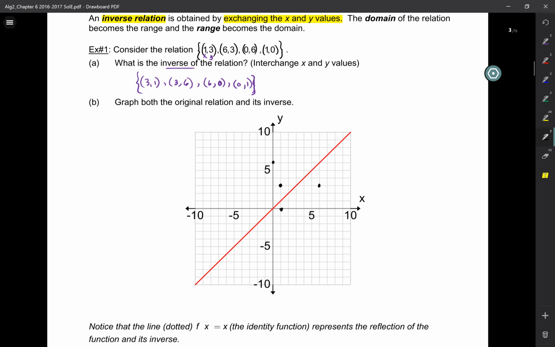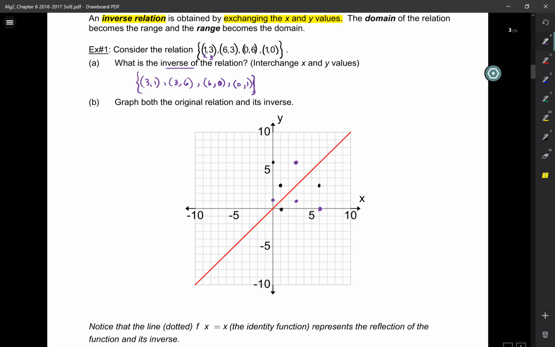All right. Now in purple, I'm going to graph the inverse. So when x is 3, y is 1. When x is 3, y is 6. 2, 3, 4, 5, 6. When x is 6, y is 0. When x is 0, y is 1. All right? What does that look like?